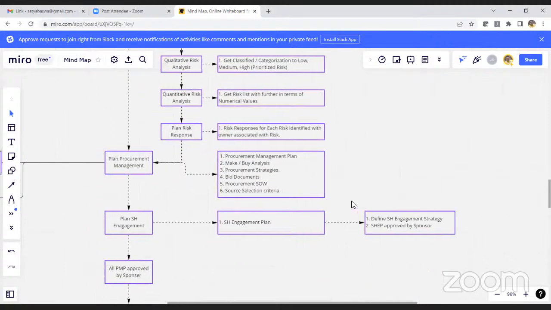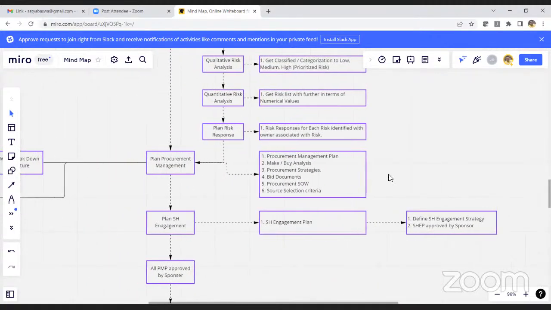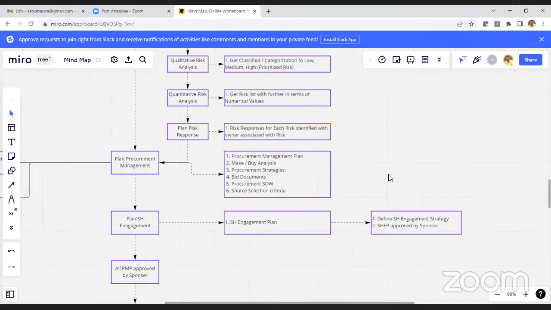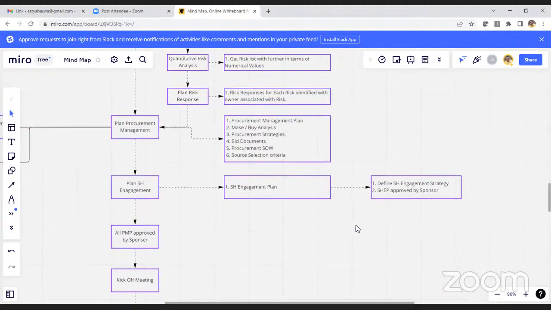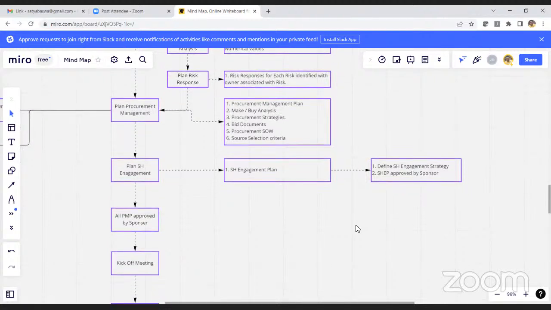Then after that, yes, we will have plan procurement management. After that, plan stakeholder engagement, as we have stakeholder engagement defined. Here we'll define stakeholder strategy, approved by the sponsor. Then after that, all PMP approved by sponsor, kick-off meeting.